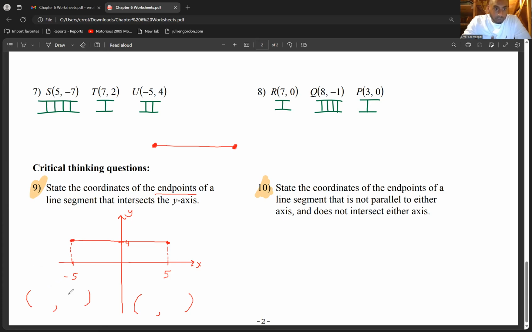Let's do the one on the left first. What are the coordinates here? (-5, 4). And then the other one? (5, 4). Okay, so draw this on your paper, take a picture of this, or write it down in your notebook. See what it says? State the coordinates of the endpoints. We just want the coordinates of this point and this point.